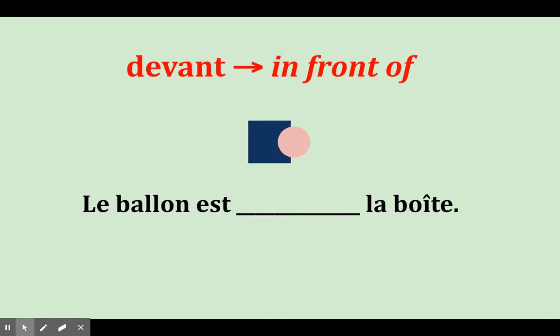Répétez, devant. Devant. In front of. Le ballon est devant la boîte. Remember, every time we have an OI, we always say wa, even if there's that little accent. Le ballon est devant la boîte.